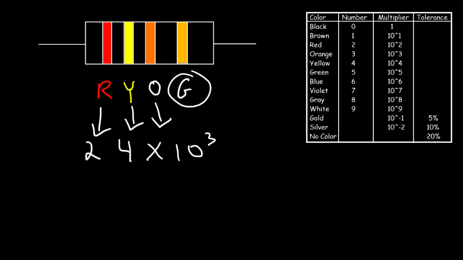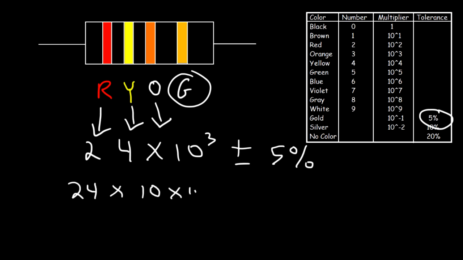And the last color is the tolerance, which is usually gold, silver, or no color. So since we have gold, the tolerance is 5%. So it's going to be plus or minus 5%. Now, what is 10 to the third? 10 to the third is basically 10 times 10 times 10, 3 times, or just 1,000. So 24 times 1,000 is 24,000. So that's the value of the resistance.